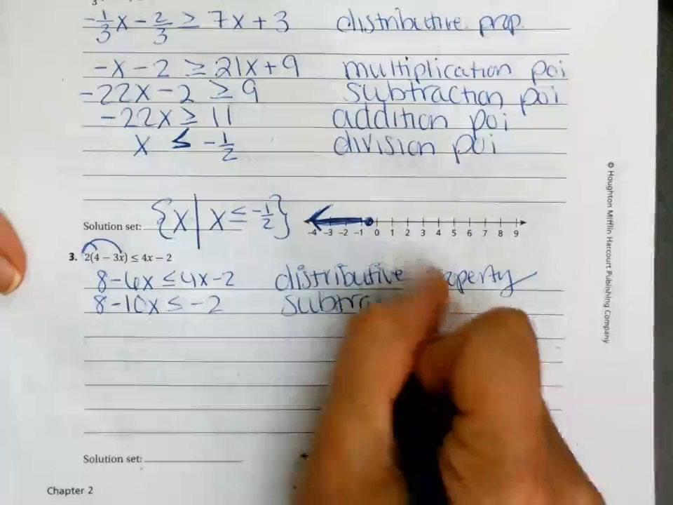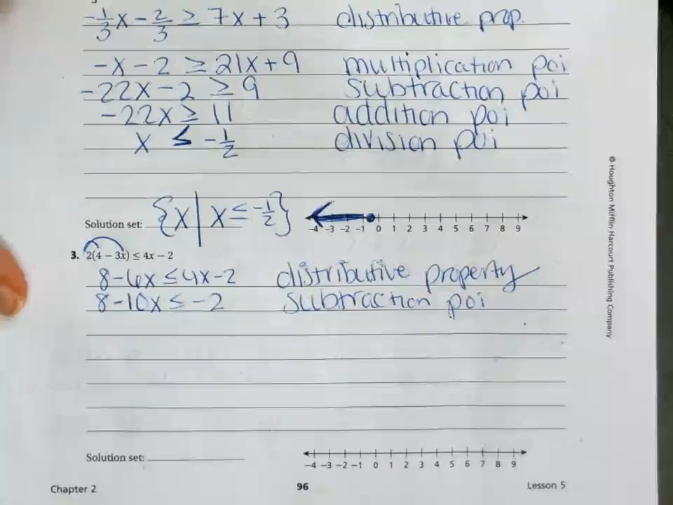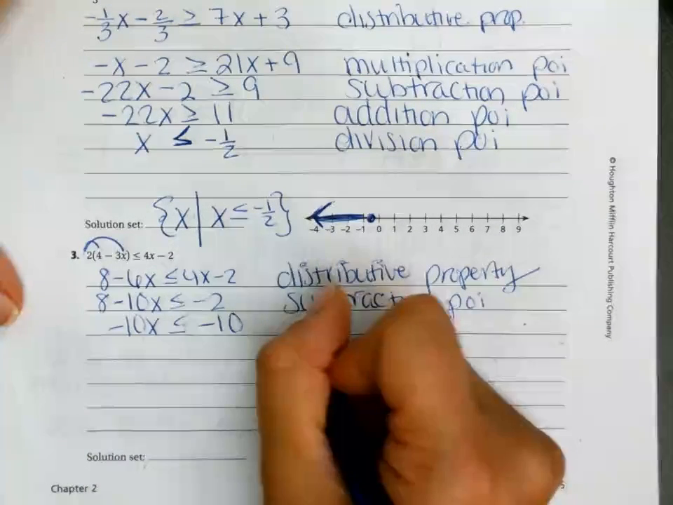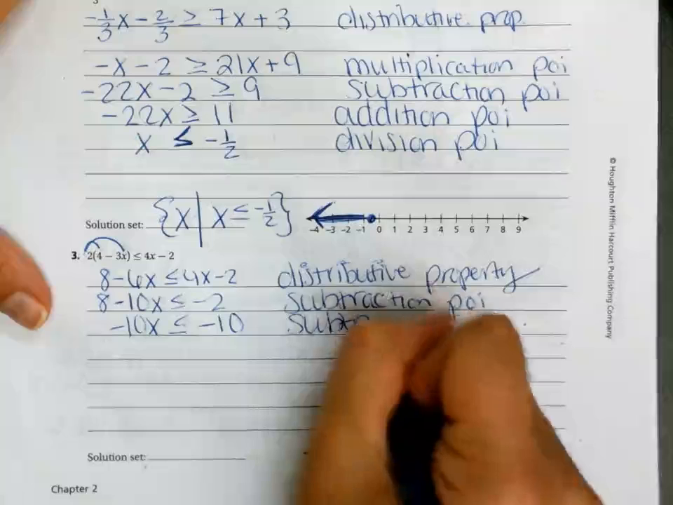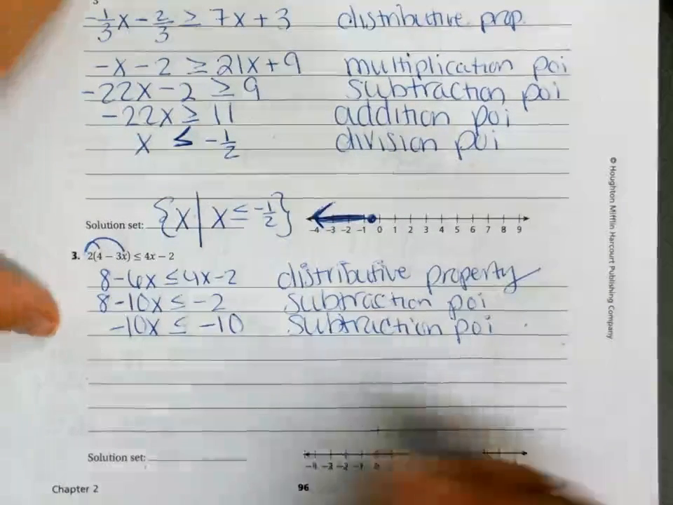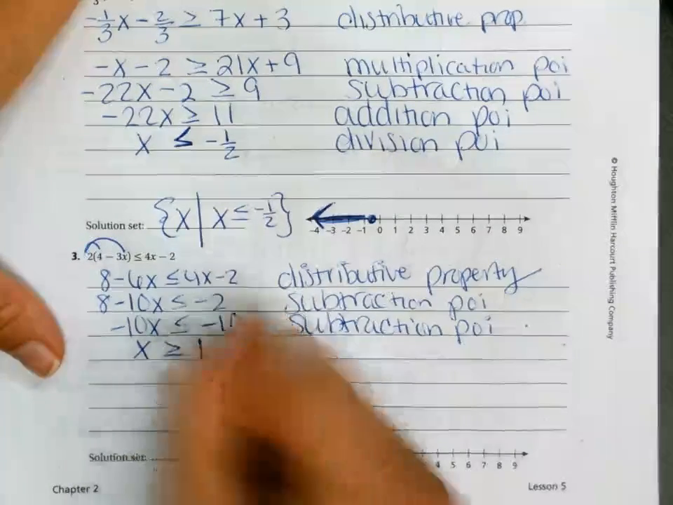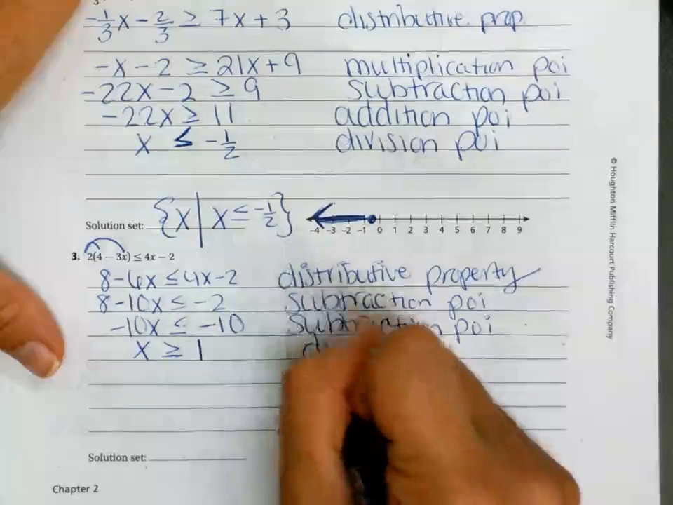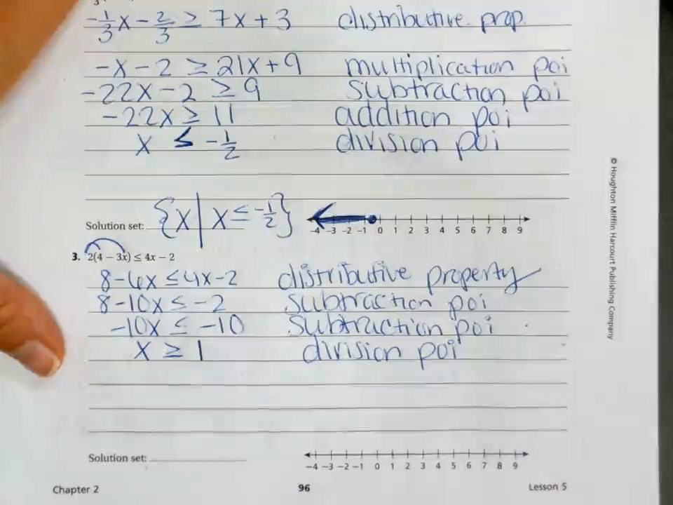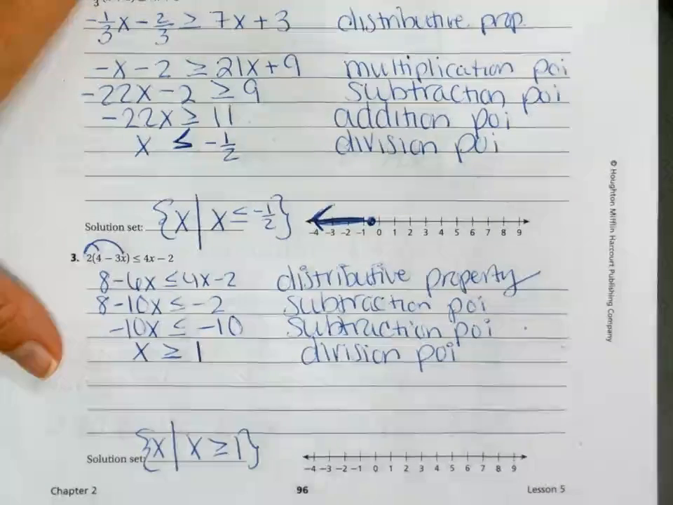Subtraction property of inequality. I'm going to subtract 8 from both sides. And that would be the subtraction property of inequality. Now I'm going to divide by negative 10 on both sides, which flips my sign. Negative 10 divided by negative 10 is positive 1. And that was the division property of inequality. So my solution set: x such that x is greater than or equal to 1.